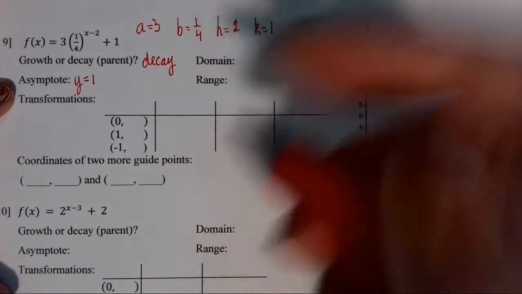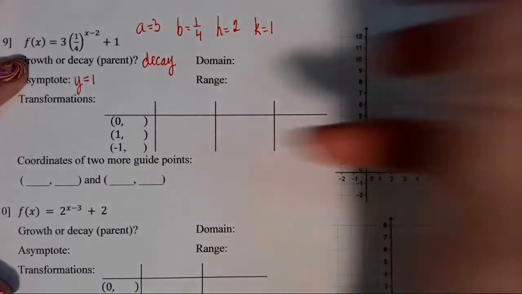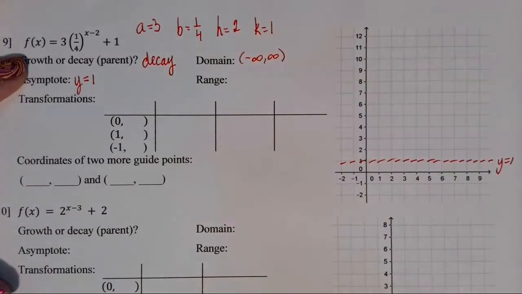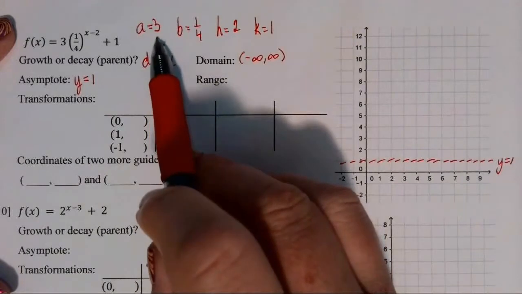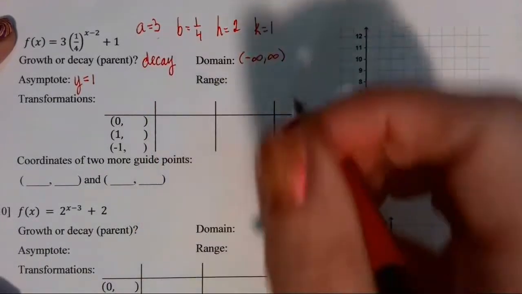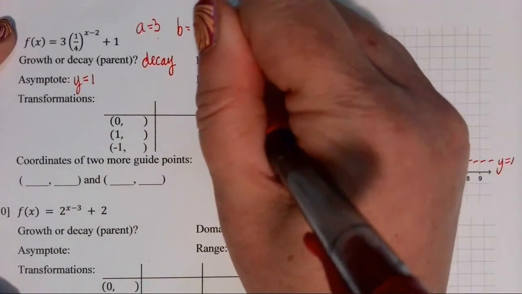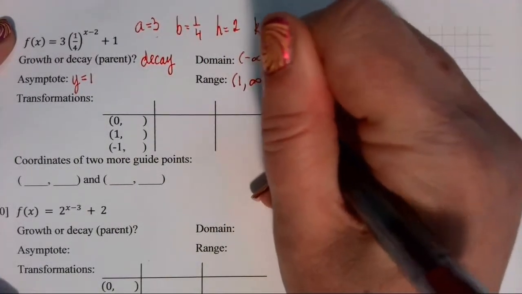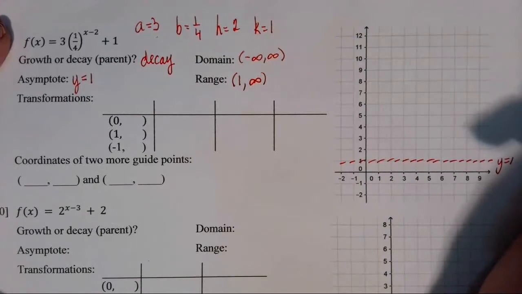Then the domain of all exponential functions is the interval of all real numbers, so negative infinity to positive infinity. The range, because there's been no reflection in the x-axis, is going to be from that horizontal asymptote of 1 up to positive infinity.